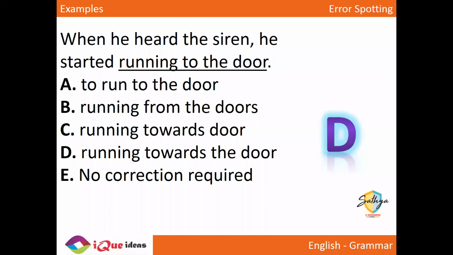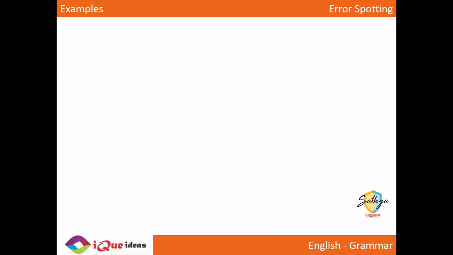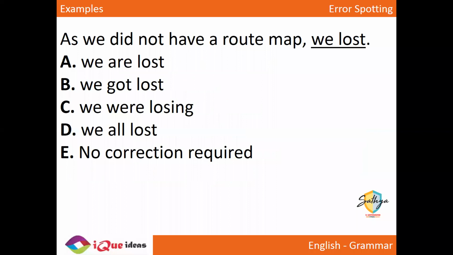Chalo. Moving ahead to the next one then. As we did not have a route map, we lost. Simple.